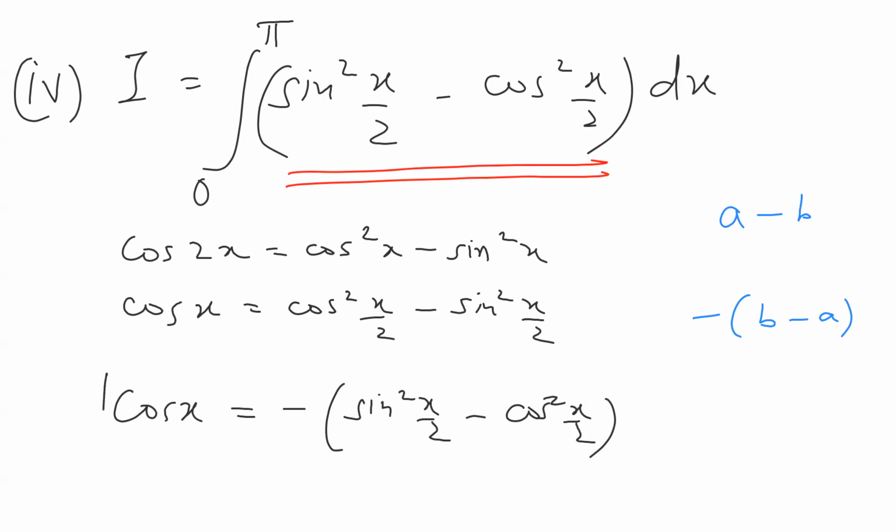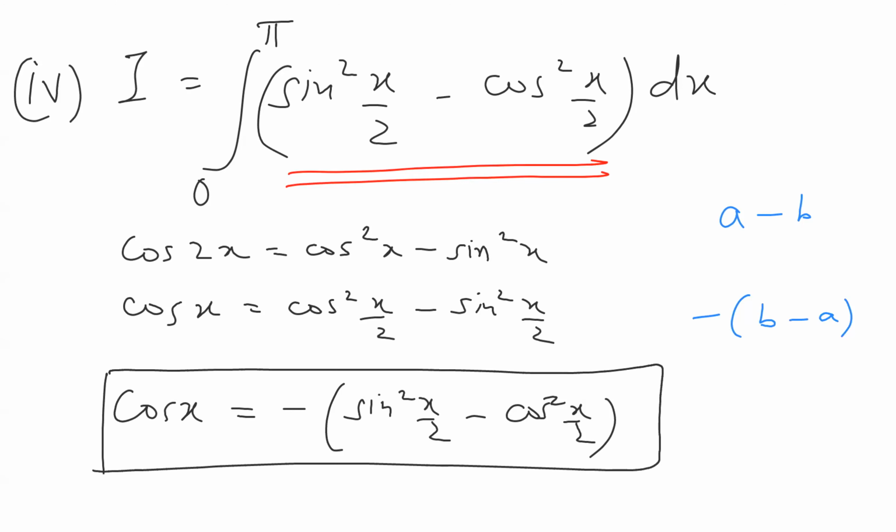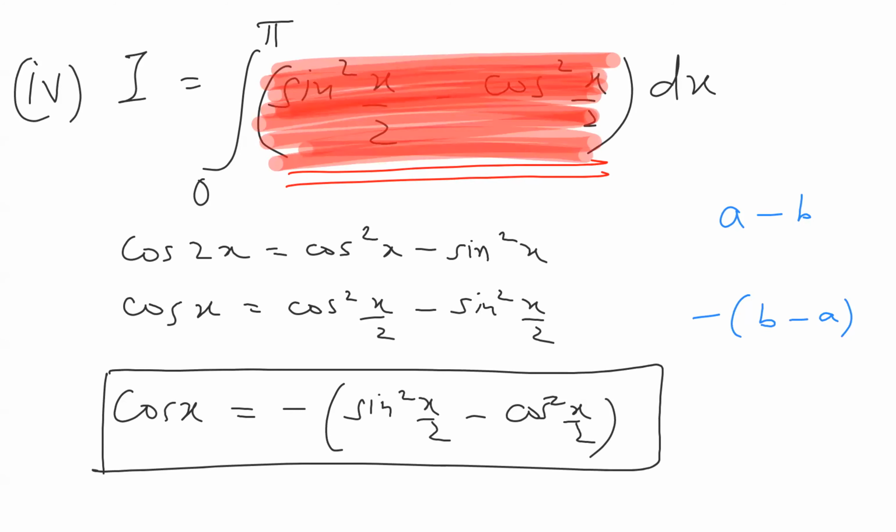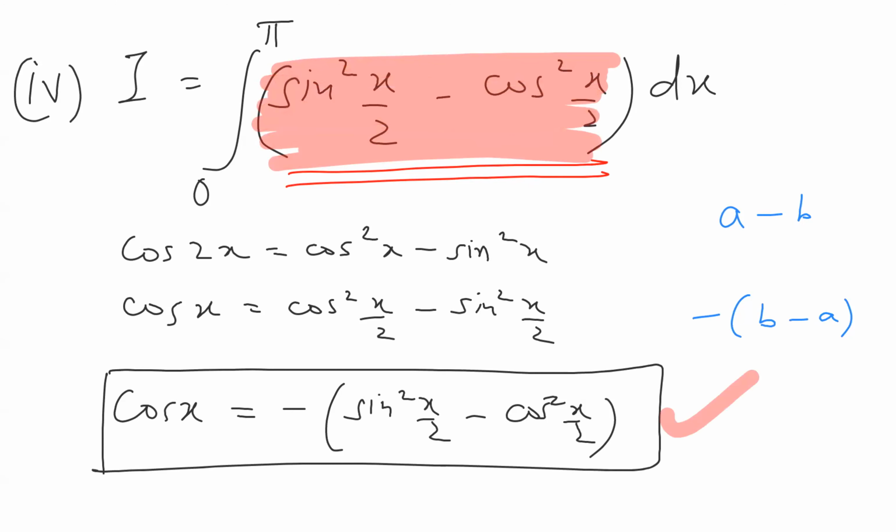So guys, tell me what is the value of sin square x by 2 minus cos square x by 2? What is the value of this? From this, can you tell me? Minus cos x. Correct. It is minus cos x. Perfect. So those who are copying, please copy this. I'm going to replace the integrand with minus cos x.